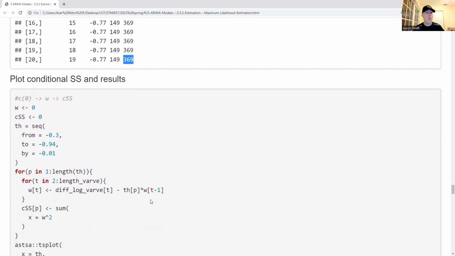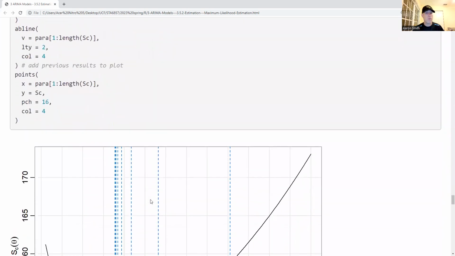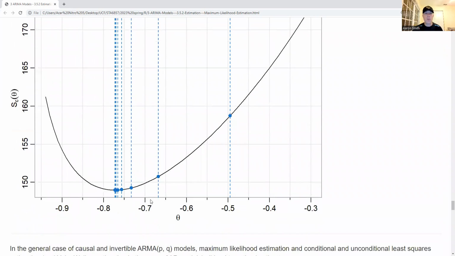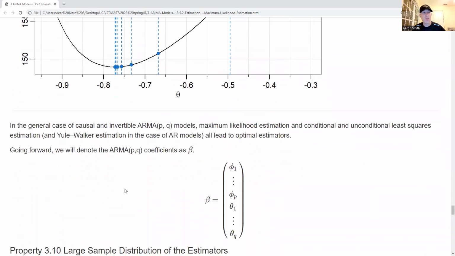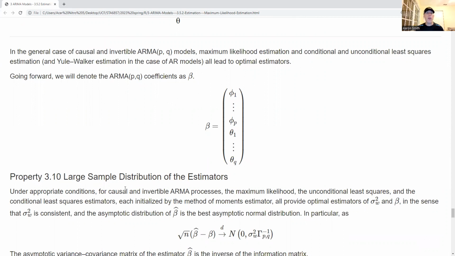So let's plot the conditional sum of squares results. All right, so now check this out. What has happened is that here was that initial guess, and then here was that second guess that we got. Here was that third, fourth, fifth, sixth, and it just kept on going down and down, and we see that it's stuck. And so now we know that the value here is going to be the actual value that we want for our theta hat.